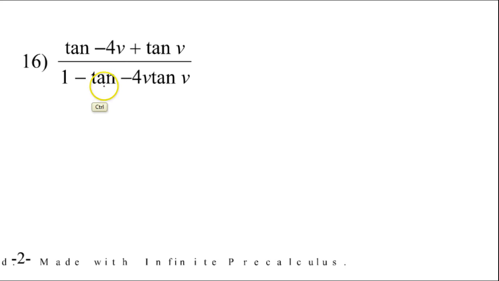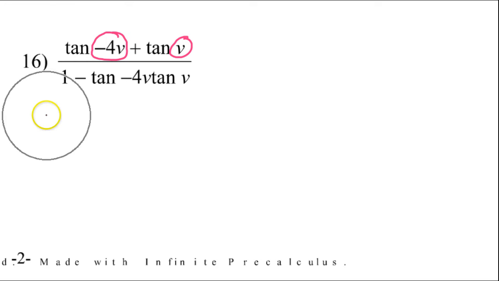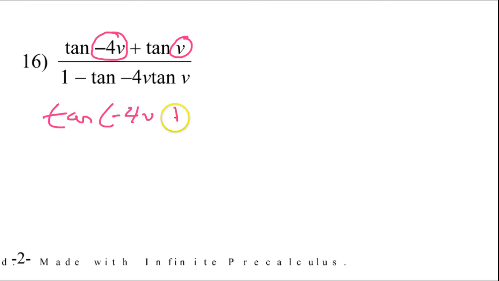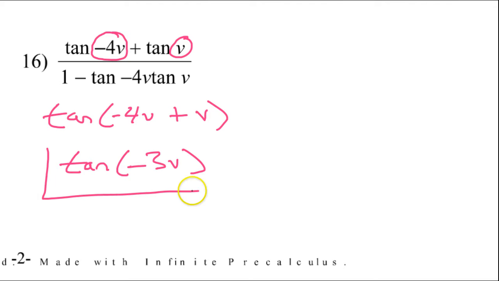And for number 16, we are back to tangent one more time, where the two angles involved are negative 4v and v. So this will be the tangent of negative 4v plus v. If I simplify this, that will be the tangent of negative 3v. And that's all we can do with that. So that is the final answer.